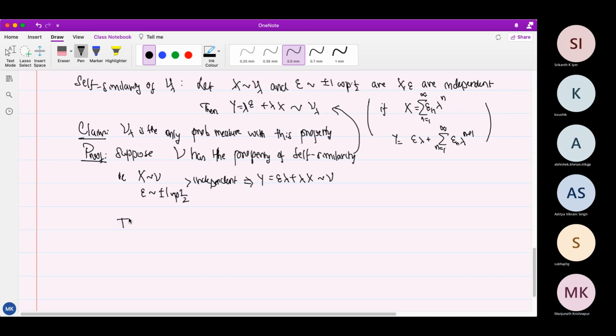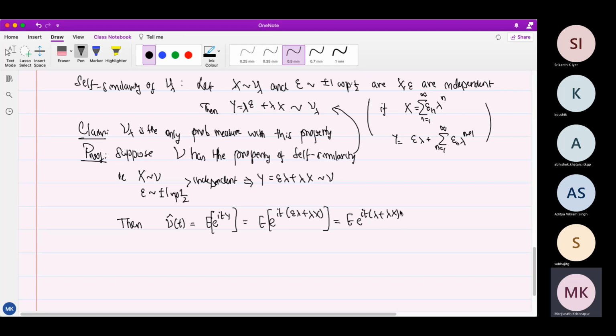Okay, so then let's look at nu hat of t. Let's look at the Fourier transform of nu. Because y has distribution nu, nu hat of t is expectation e to the ity. But what is expectation e to the ity? It is e to the it into epsilon lambda plus lambda x. Now let's do the expectation over epsilon. If you want, it's conditioning on epsilon. It's independent of x. Epsilon takes two values, so you will get expectation of e to the it into lambda plus lambda x, that happens with probability half, plus 1/2 expectation e to the it into minus lambda plus lambda x, where epsilon is -1.